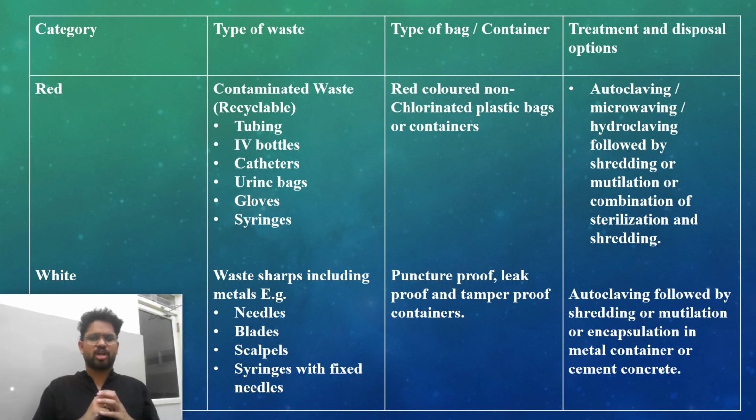Think of it that way when you speak about sharps. Red is connected to how you give an IV line. You can think like that: the tubing, the IV bottles. In the same way, you connect it with the urinary catheter and urine bags, and what will help you with it? The gloves, syringes. So just think in such a way for the red.